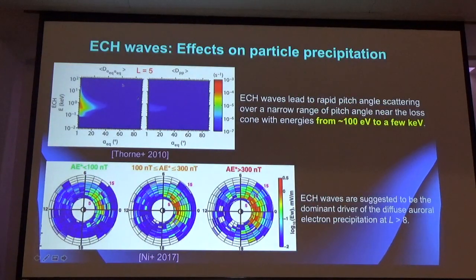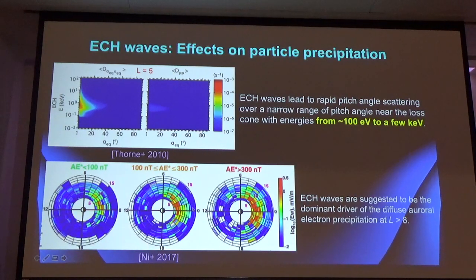This figure shows the pitch angle scattering rates and the momentum diffusion coefficients as a function of pitch angle and energy driven by a typical ECH wave. We can clearly see that the pitch angle diffusion rates are much stronger than the momentum diffusion rates, and ECH waves can lead to rapid pitch angle scattering in a relatively narrow range of pitch angle near the loss cone. So they're important for precipitating electrons from hundreds of eV up to a few keV. At relatively larger L shell, you can see their intensity tends to decrease.